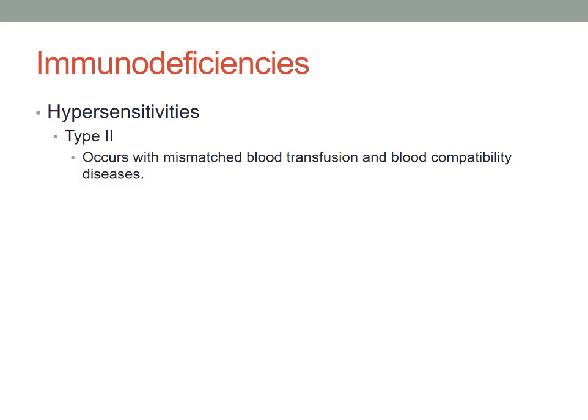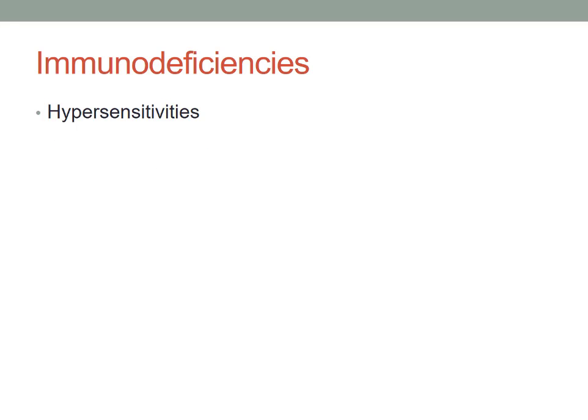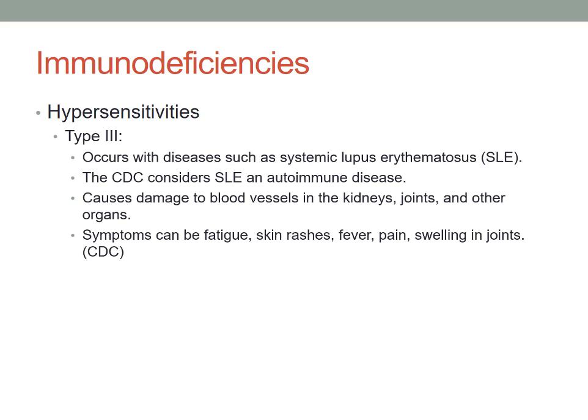Type 2 hypersensitivities occur with mismatched blood transfusion and blood compatibility diseases. Type 3 hypersensitivities occur with diseases such as systemic lupus. The CDC considers SLE an autoimmune disease. SLE causes damage to blood vessels in the kidneys, joints, and other organs. Symptoms can be fatigue, skin rashes, fever, pain, and swelling in joints, according to the CDC.